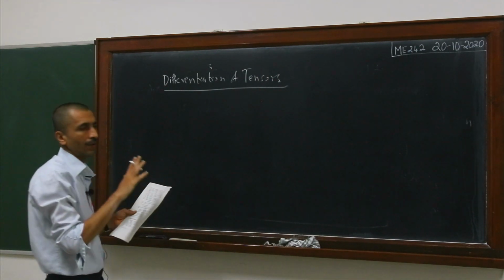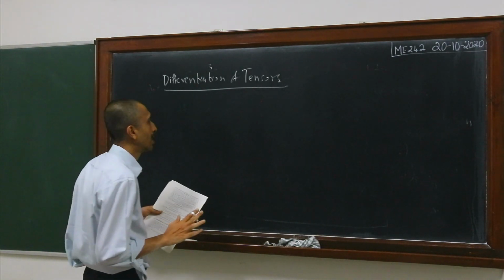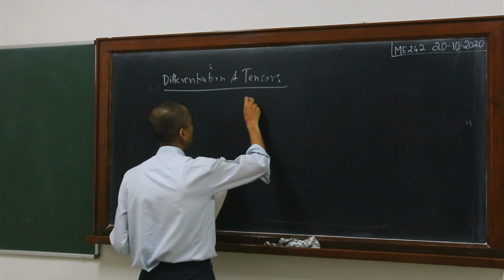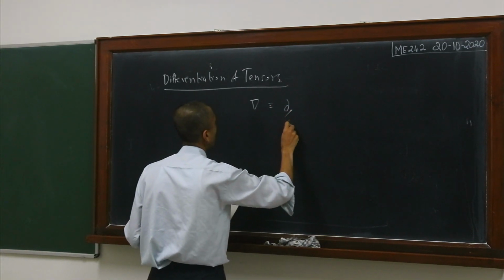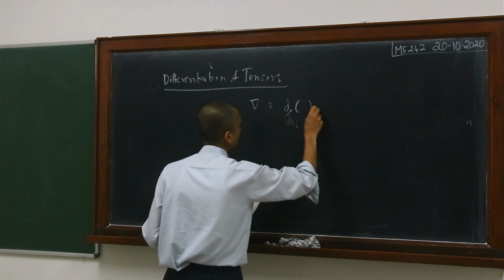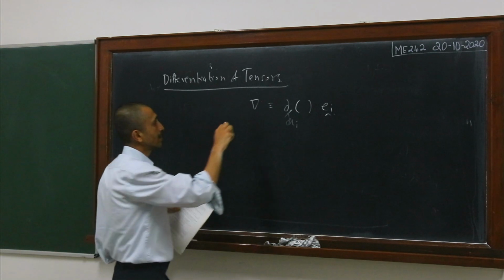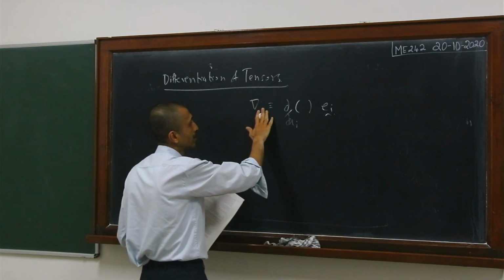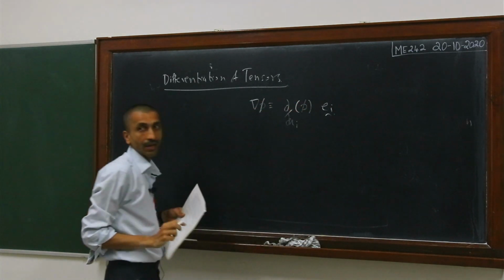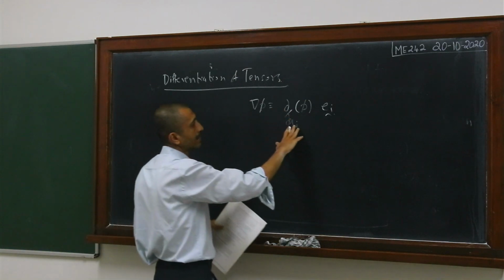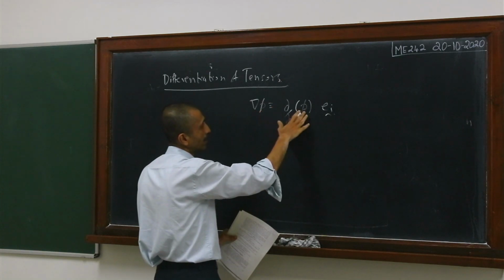Actually one can give a very rigorous treatment of this differentiation, but for the purposes of this class, we will just define a del operator. This del operator I will define as del by del xi acting on something, times ei. The way this is to be interpreted is that suppose this del is acting on some scalar, let's call it phi. Then basically the phi will sit here. So this del by del xi is not operating on the ei; whatever object you are putting here, it is operating on that.